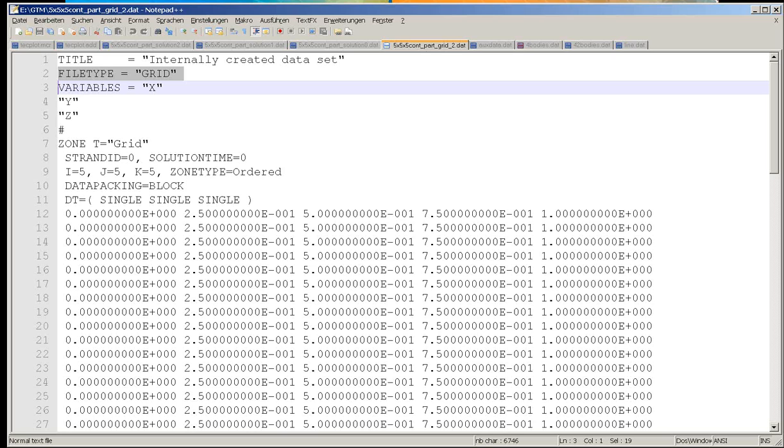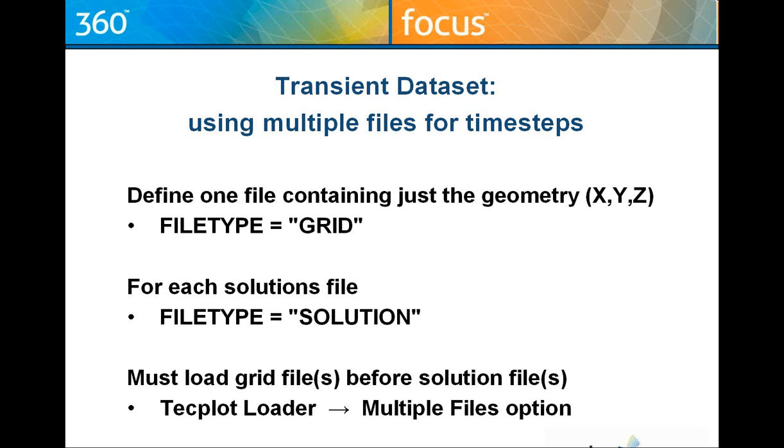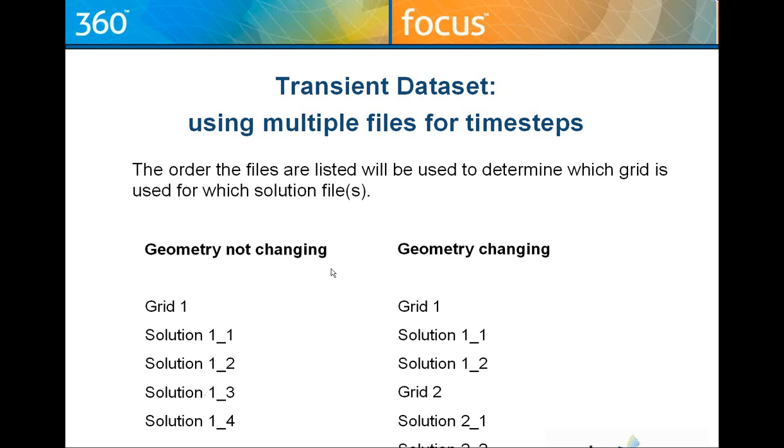That's the main thing you will have to take into consideration, and I have also put it here into the slide. So if the geometry is not changing, just place grid 1 on the first line of the multiple files dialog and then all the subsequent solutions. If the geometry is changing, make sure that you have the different grids at the corresponding position and then place the corresponding solution files immediately after the grid.